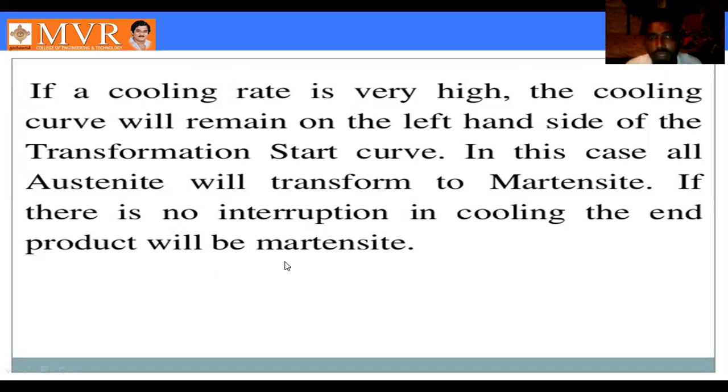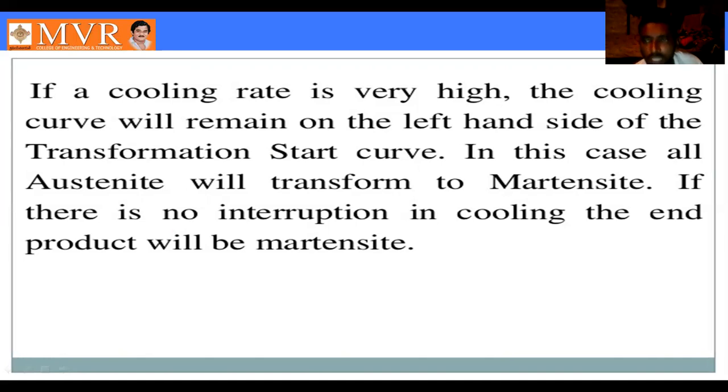So the left curve we can observe, very fast cooling, high cooling rate. That is why in this case all the austenite will transform to martensite. If there is no interruption in the cooling, the end product will be martensite. There is no interruption in this transformation procedure. So finally we are getting the martensite structure. So it is the lower half of the TTT diagram. Upper half, the cooling rate is very slow.